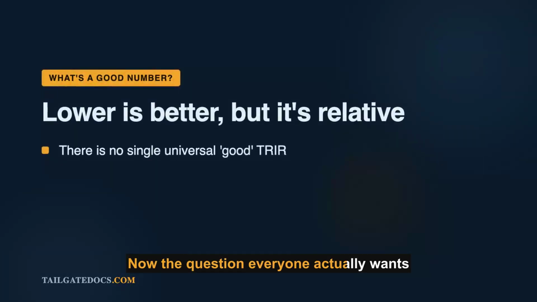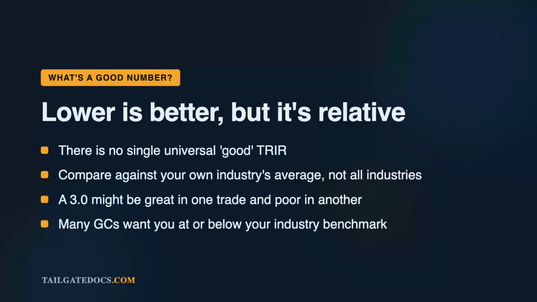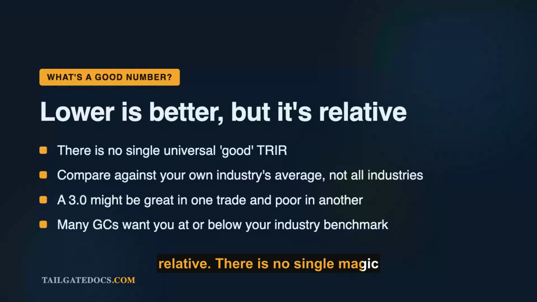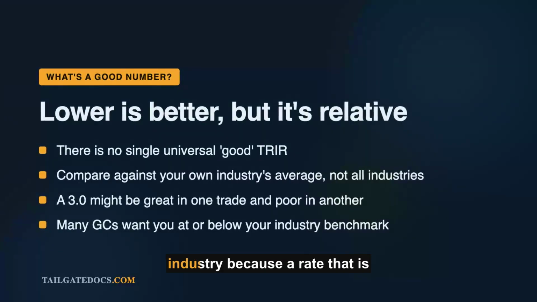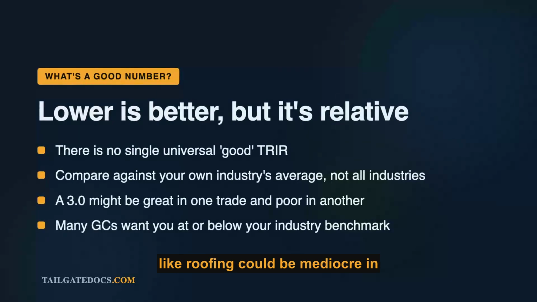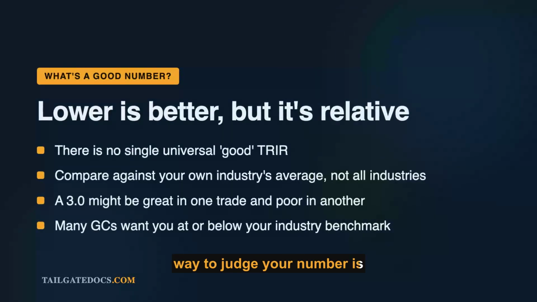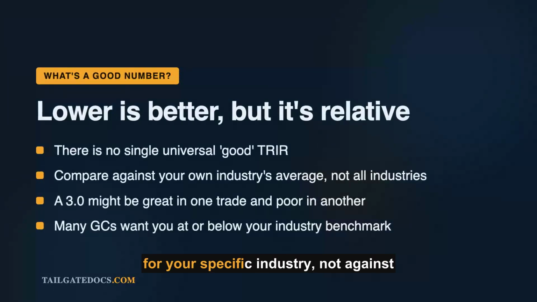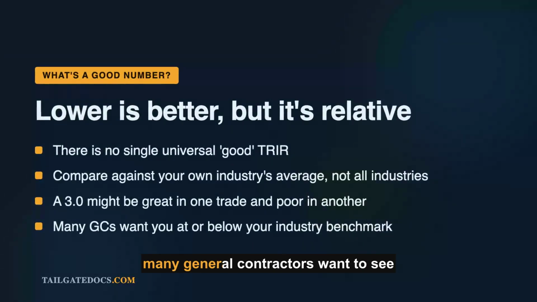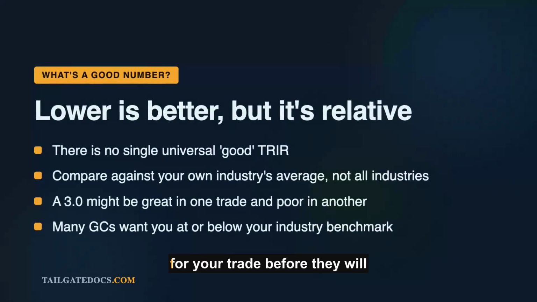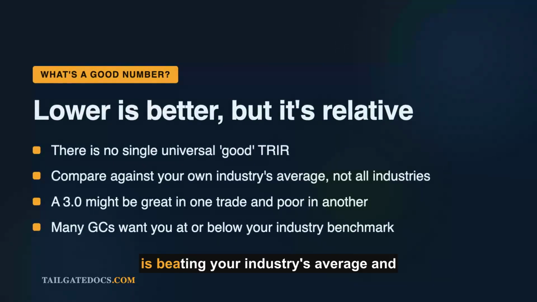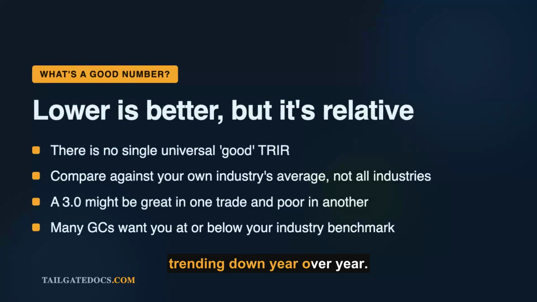Now the question everyone actually wants answered. What is a good TRIR? The honest answer is that lower is always better, but good is relative. There is no single magic number that is good across every industry, because a rate that is excellent in a high-hazard trade like roofing could be mediocre in a low-hazard one. The right way to judge your number is to compare it against the average for your specific industry, not against all industries lumped together. And practically, many general contractors want to see you at or below the benchmark for your trade before they will hire you. So the goal is not 0 on a chart. It is beating your industry's average and trending down year over year.